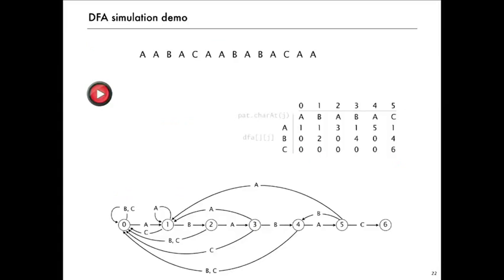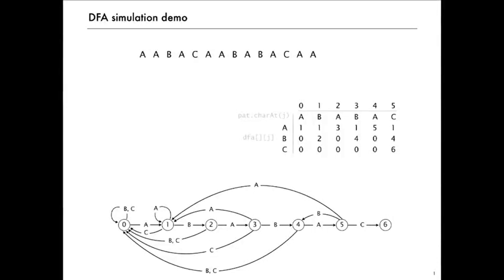So let's first take a look at exactly how the machine works to make sure that everybody follows that. And then we'll look at how we build this machine. So that's our machine, and that's our text up at the top. So we start in state 0. We're reading an A. What are we supposed to do? If we're in state 0 and we read an A, this entry of the table says we're supposed to go to state 1. So we go to state 1.